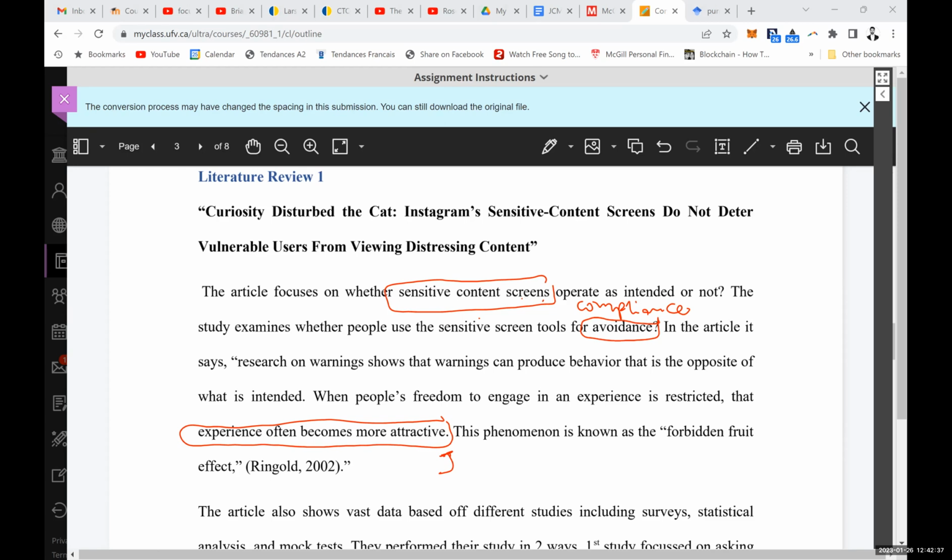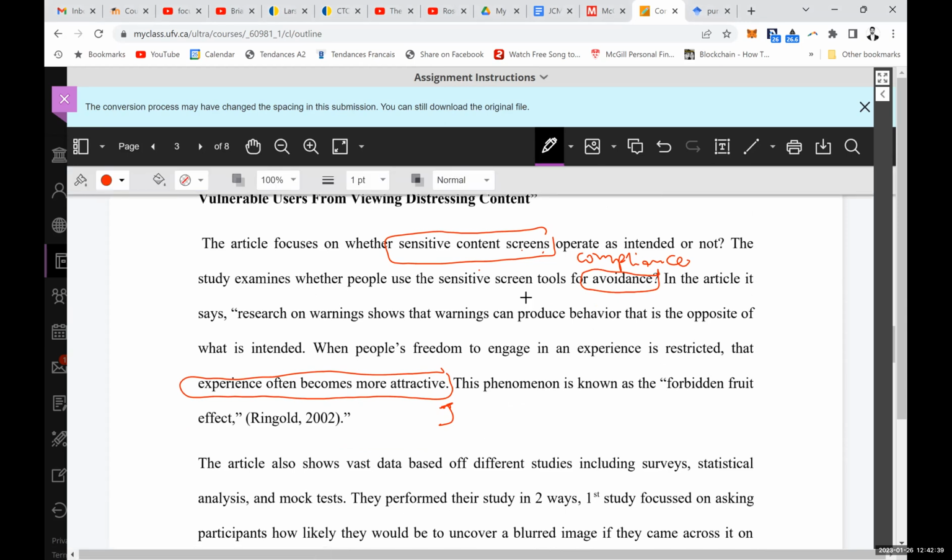So for example, here's another variable they have reviewed. Its experience often becomes more attractive. So it's talking about when you create restrictions through those screens, the experience becomes more attractive. People want to watch it more. So that's judgment. So to me, I think this article had the screens' impact on avoidance.